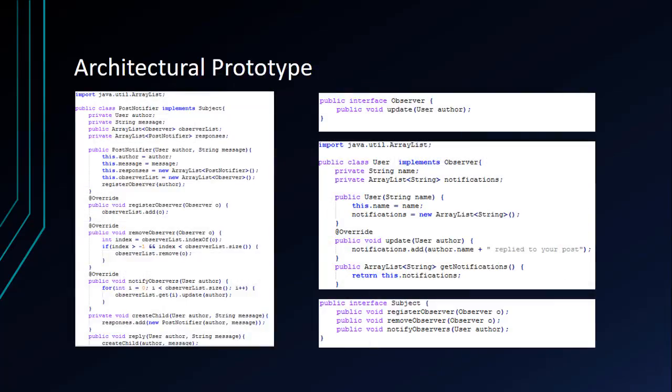Here are some snippets from our architectural prototype, which is almost complete. It covered the post notification and how it handles the replies and how it lets the users know when they've had a post that's been replied to. The main post notifier class on the left hand side is probably the biggest part. We have a couple of interfaces, and then you can see the user class on the right hand side in the middle implements the observer class, and then the user could further be divided into student, faculty, staff, super user, etc.